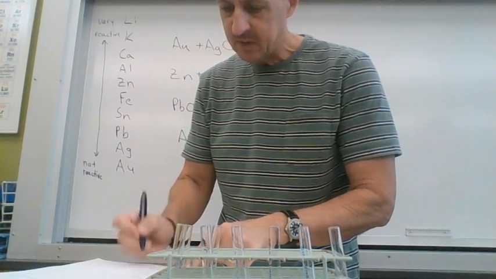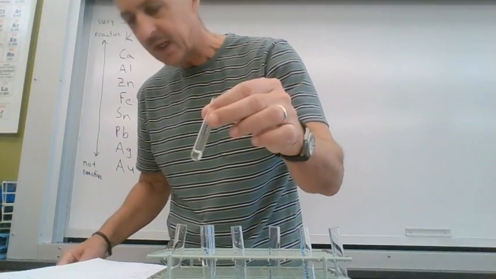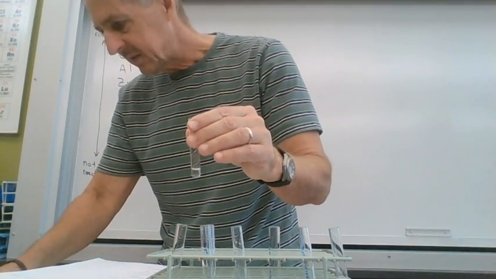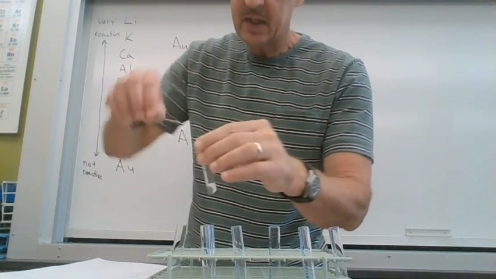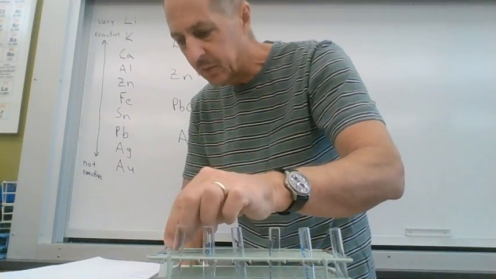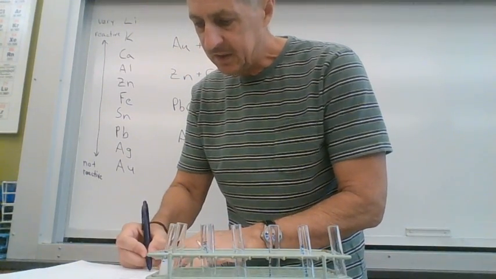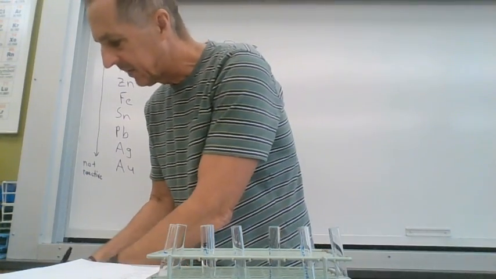Next, we're going to mix some magnesium with some hydrochloric acid, so we have another test tube of hydrochloric acid here. We're going to add some magnesium and see if we get a reaction or not. And again, we're seeing a vigorous reaction, so we would write reaction there for magnesium plus hydrochloric acid.